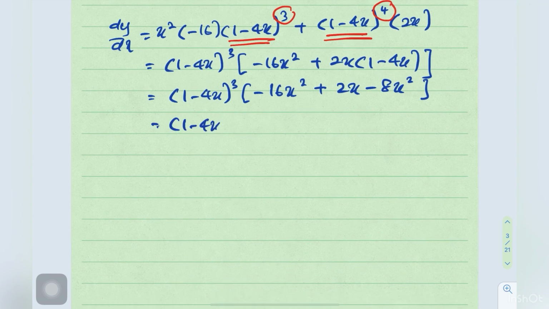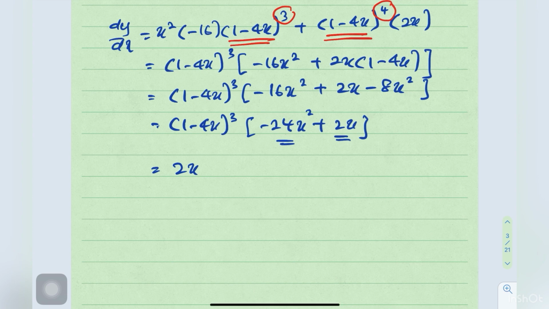So we have (1 minus 4x) cubed times negative 24x squared plus 2x. Then we can factorize, move out 2x. Here we have (negative 12x plus 1). Okay, so (1 minus 4x) cubed.